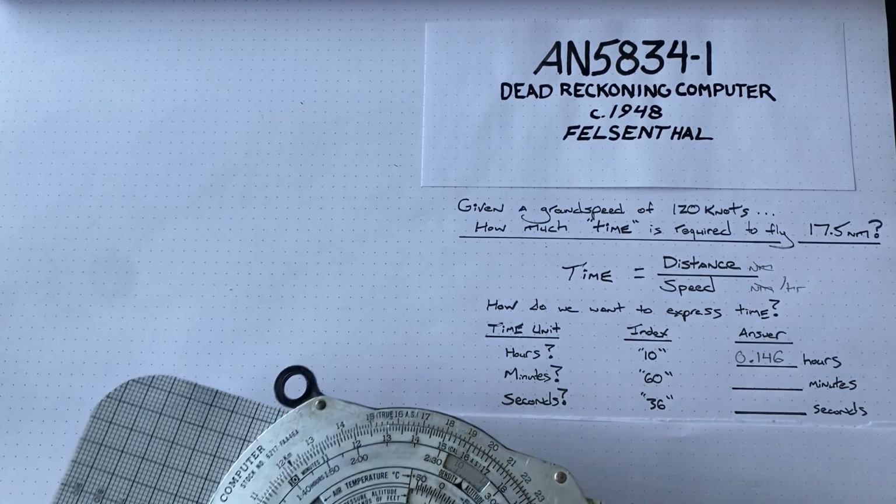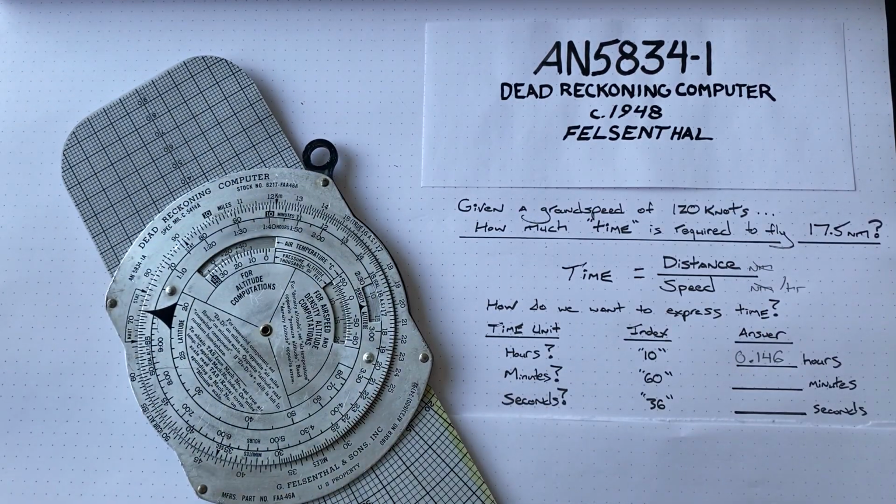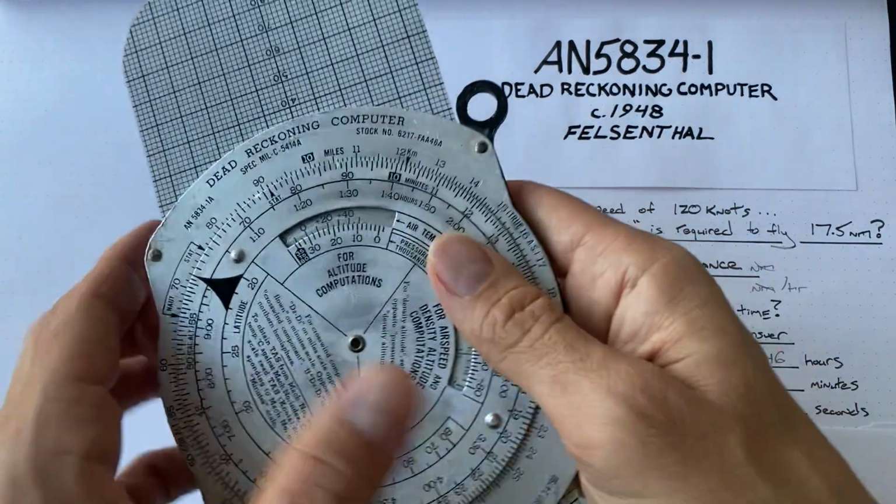knots. Now, I don't know about you, but that's not how I express time on a normal basis for something that's not going to take that long. I don't think in terms of tenths of an hour. So let's calculate this in minutes. And this is what a pilot would normally do.